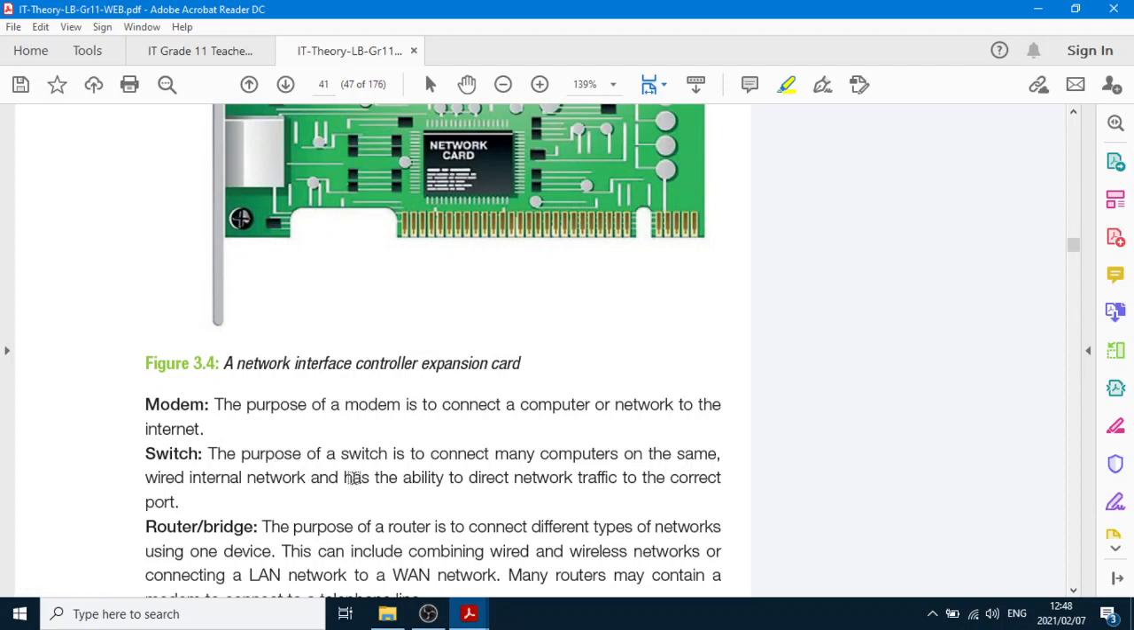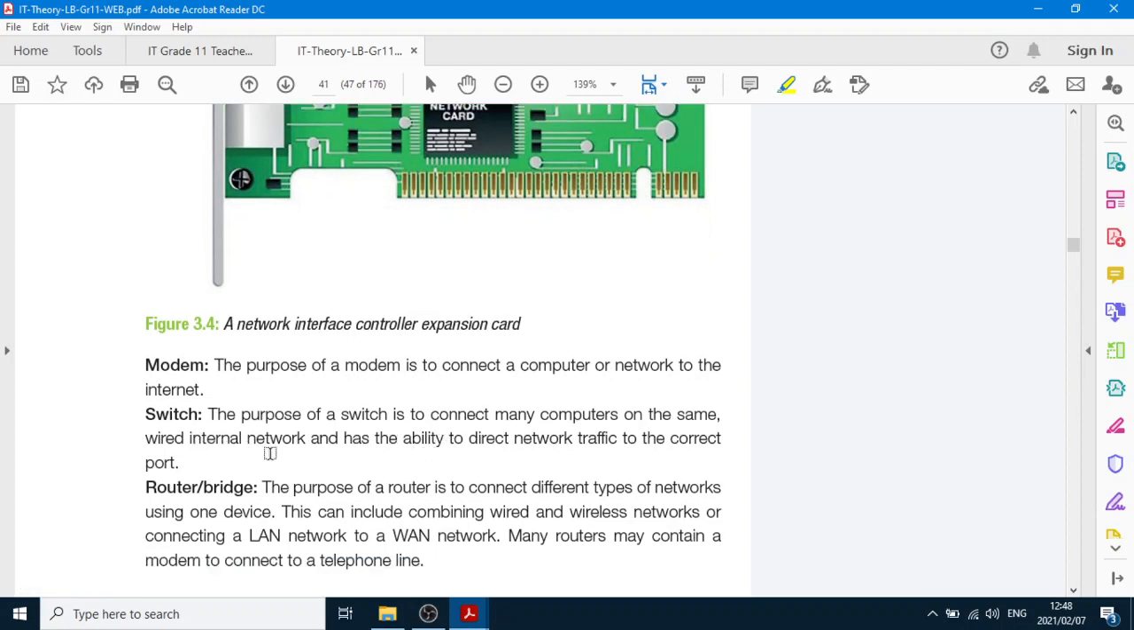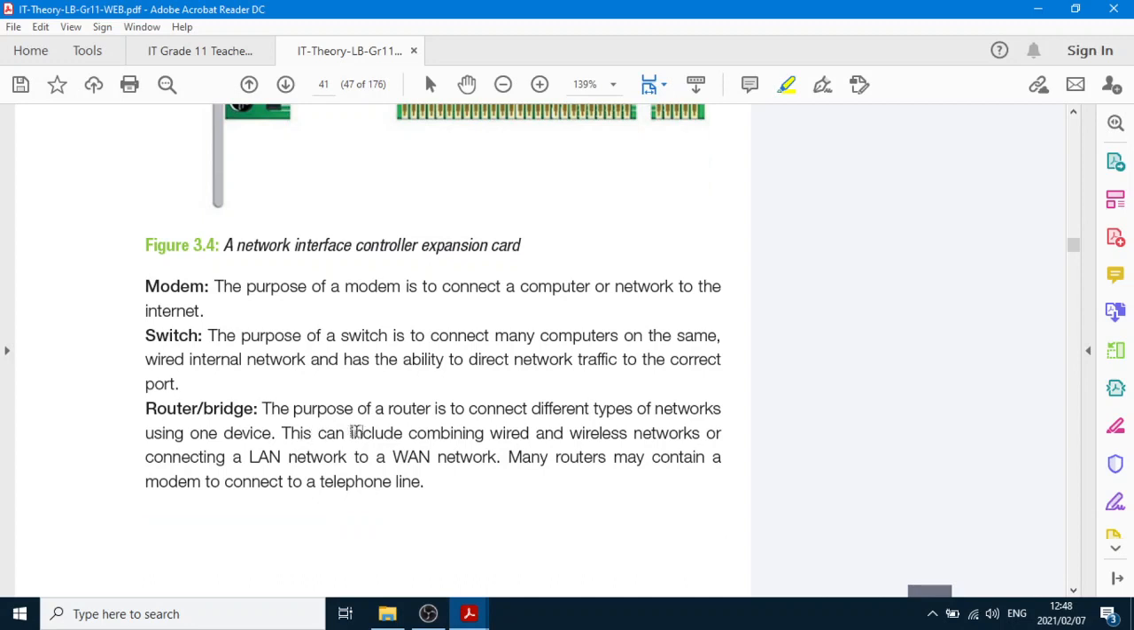The switch is to connect many computers on the same internal network, and direct traffic to the correct port. So all of the computers in the lab, for instance, are connected to a switch, and then the network is directed between each of the computers by the switch. Then the router is getting all the switches, like for instance, one room will have a switch with a whole lot of computers, then another computer lab will have its own switch with all those computers connected to it. But then those switches connect to a central router to connect eventually to a telephone line.